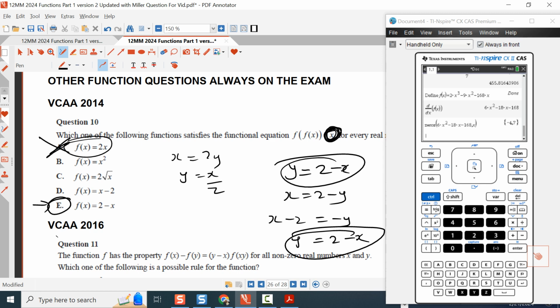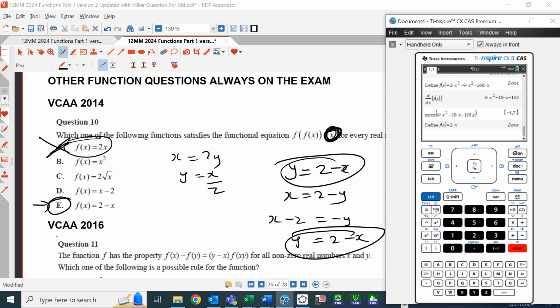Now the other way you could do it, if you kind of didn't know that, is define f of x equals 2 take x. And I think if I just go f of x, yeah, it does that. So you could just do that by process of elimination.